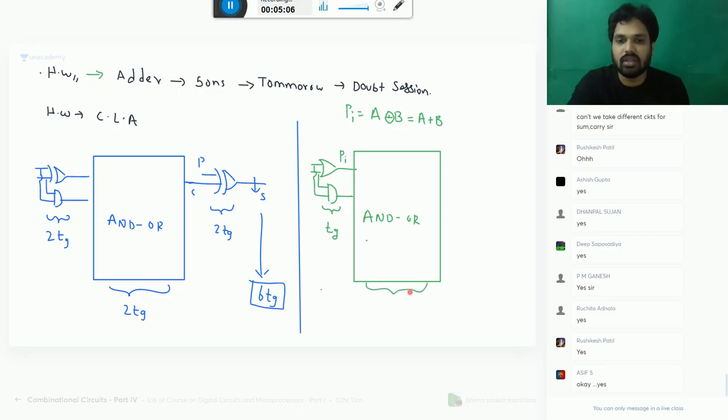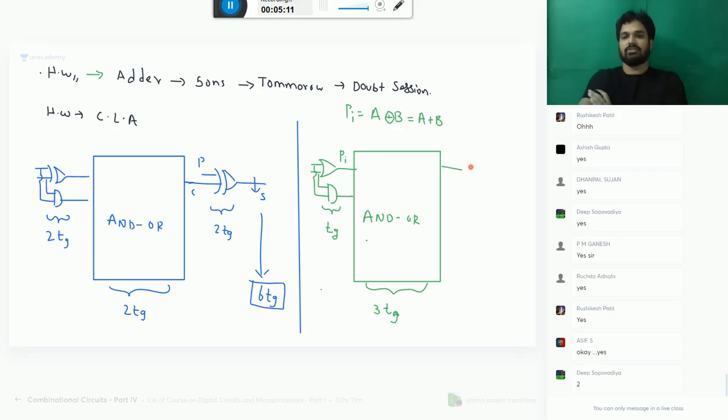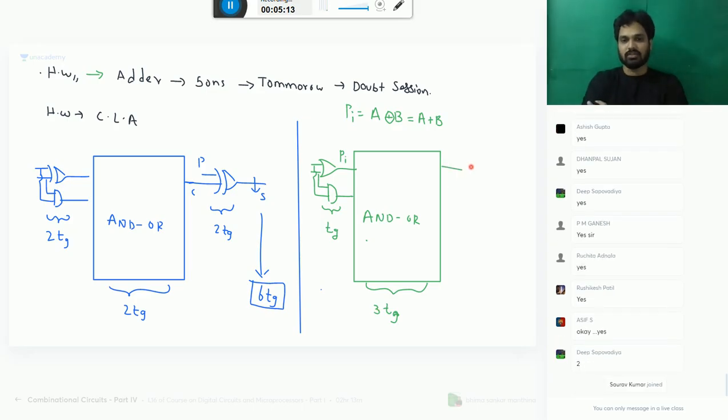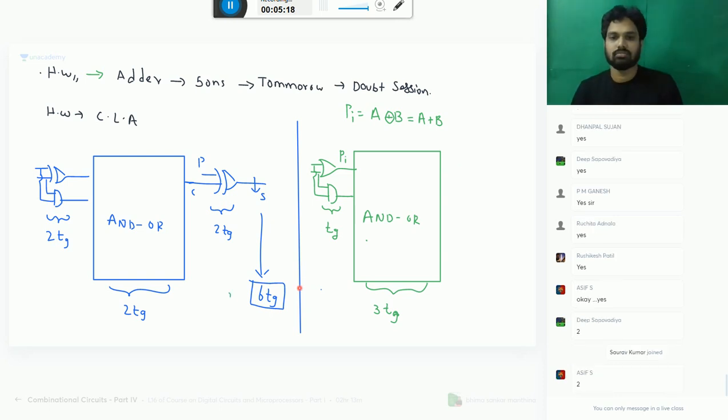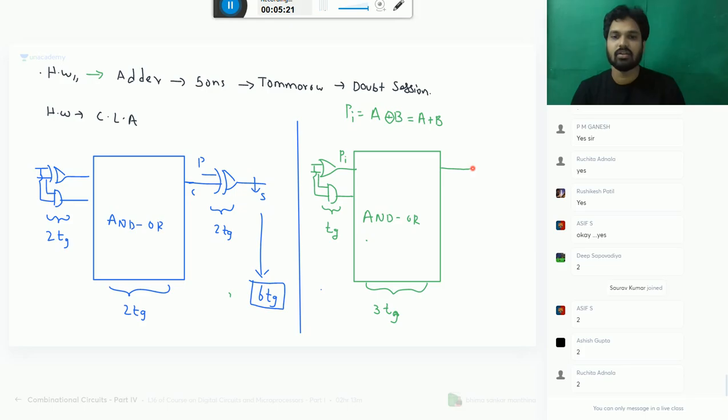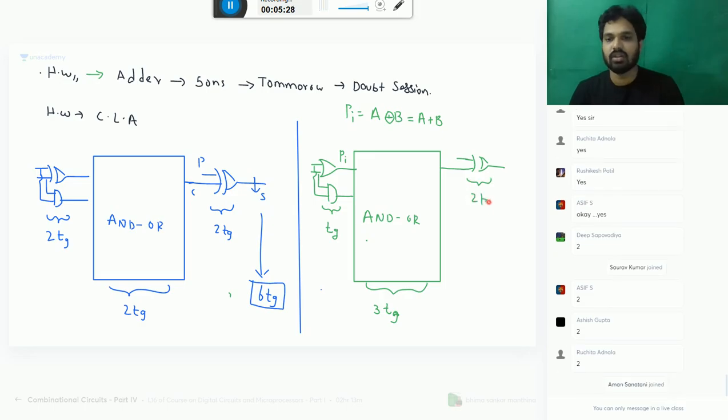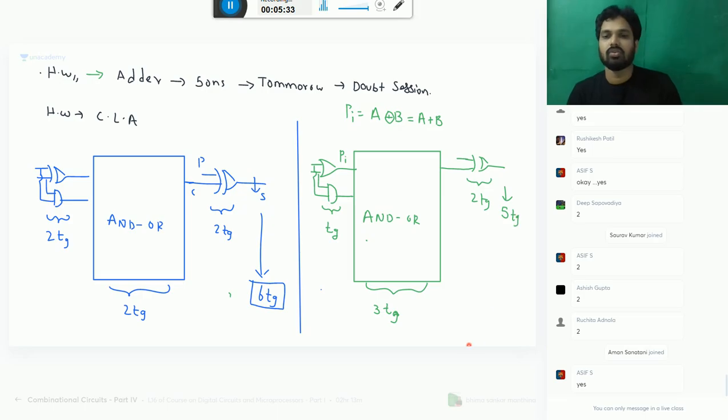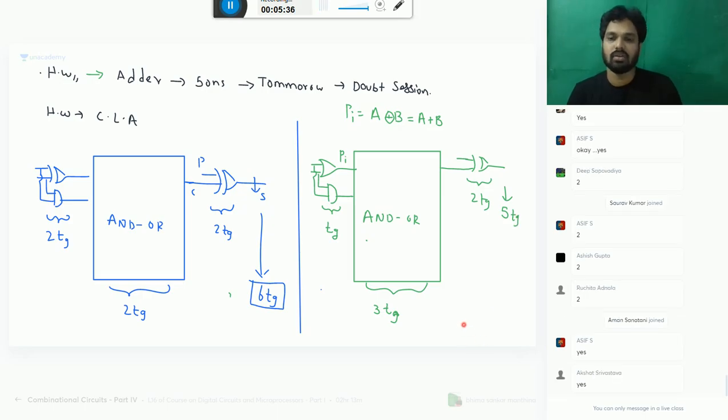For AND OR, it is how much? 3 TC. Now, what about this part? Can I take it like this? Those who have already done, can I take one XOR gate and say 2 TC? Yes or no? I hope some people have done this. Those who got the answer 5, this is your sum, this is your carry. Yes or no?